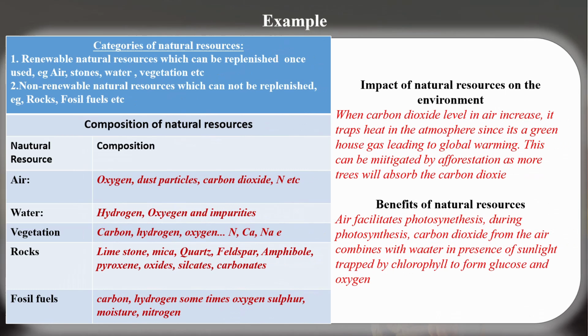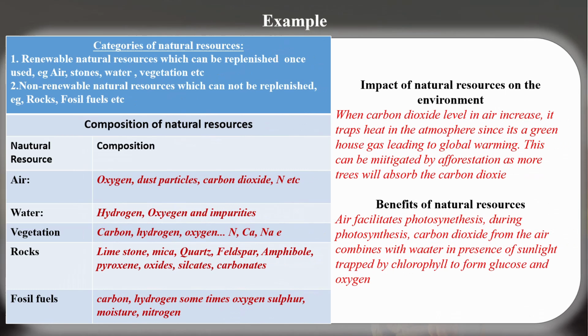Natural resources are categorized into renewable natural resources and non-renewable natural resources. Renewable natural resources, because they can be replenished once they are used. For example, air, water, the vegetation. Non-renewable natural resources are resources which cannot be replenished once they are used up. For example, fossil fuels, the rocks, and others.